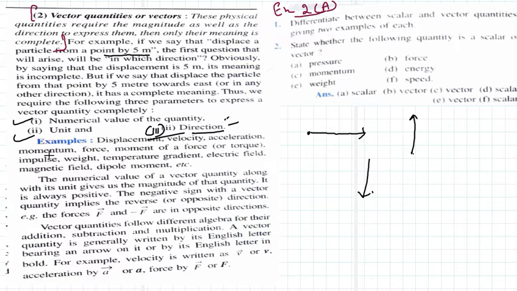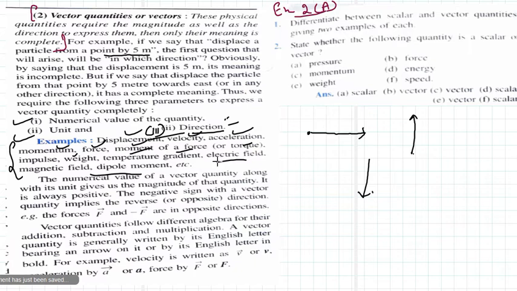Examples of vector quantities are displacement, velocity, acceleration, momentum, force, moment of force, torque, impulse, weight, temperature gradient, electric field, magnetic field, dipole moment, etc.